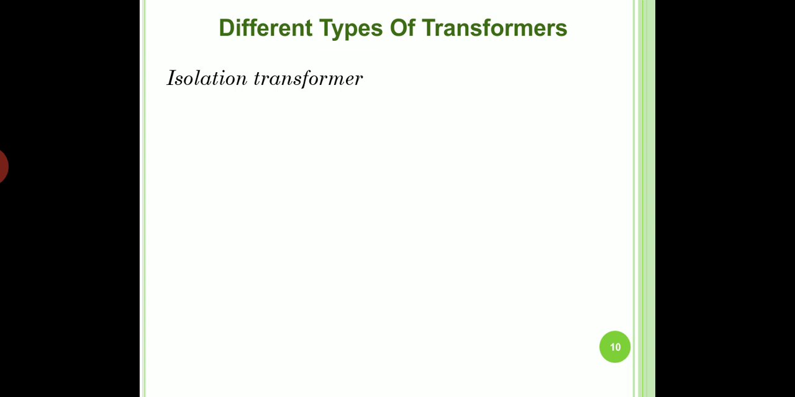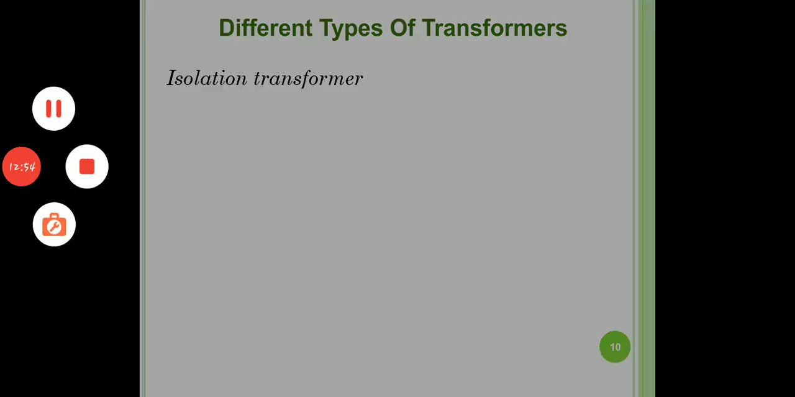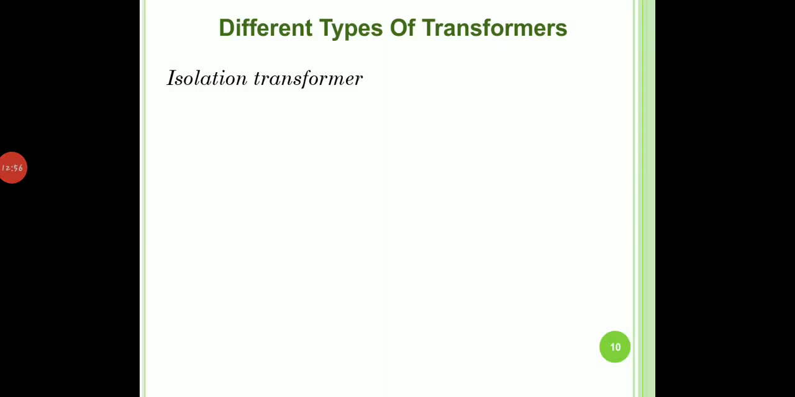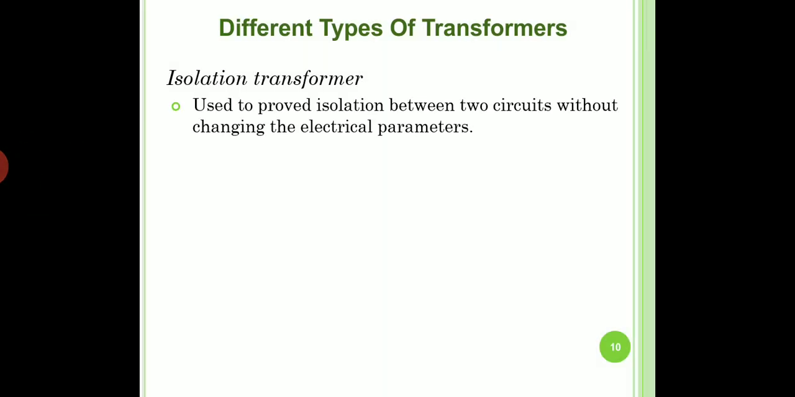Then let us see some more types. Now that is the isolation type of transformers. Some transformers are also used purely for isolation, because the circuit connected to the primary and the circuit connected to the secondary are not electrically connected. They are isolated, but they are connected magnetically.